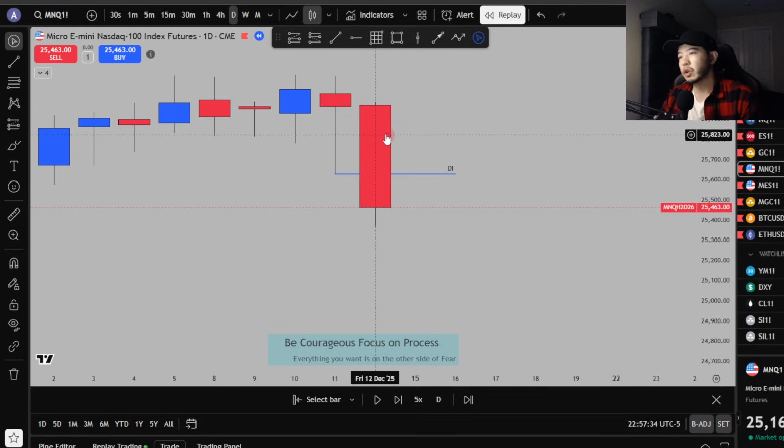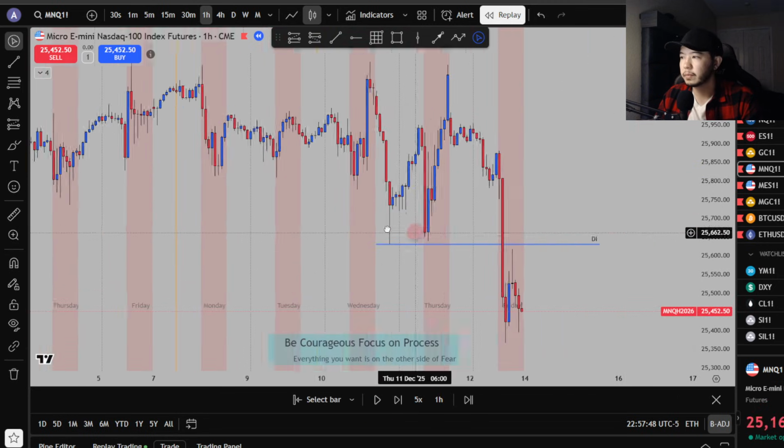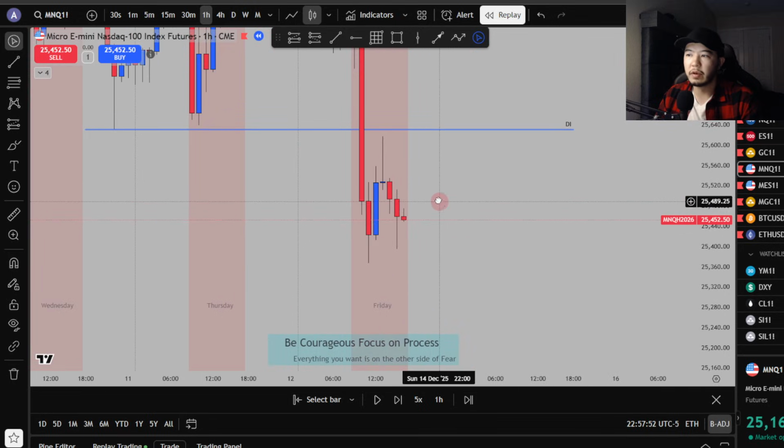Sunday afternoon, Asian Open, this is what I'm saying. I'm like, okay, we closed below this on Friday. The price is most likely gonna come back to this area before going down to take out this level. So it went down to 1 hour. As you can see, this is where we are.